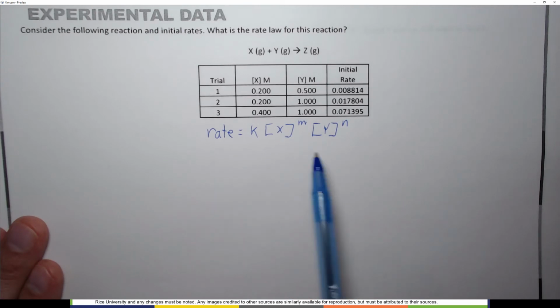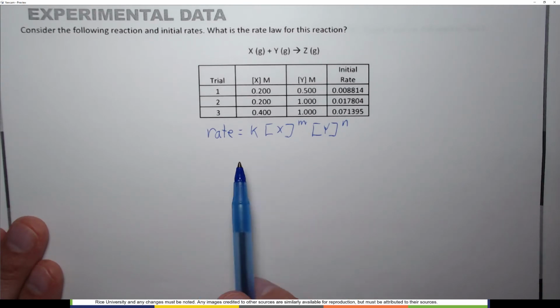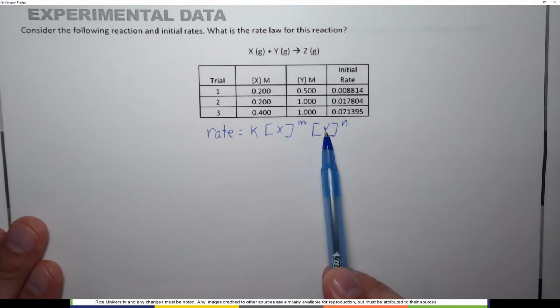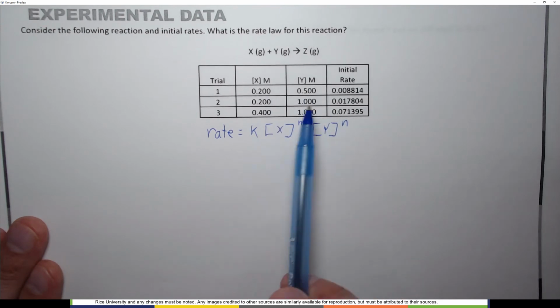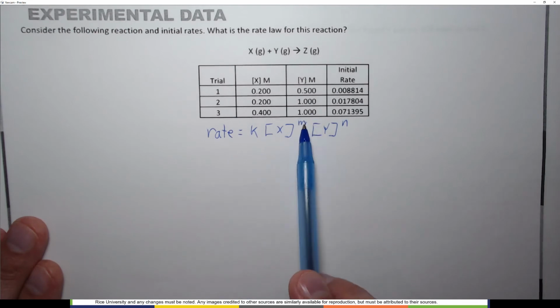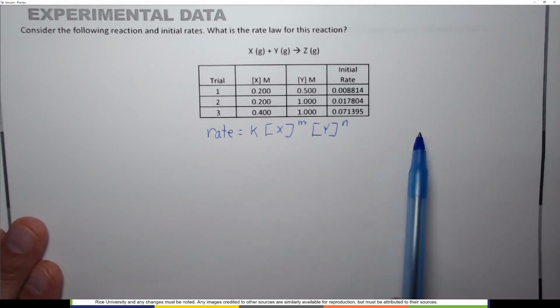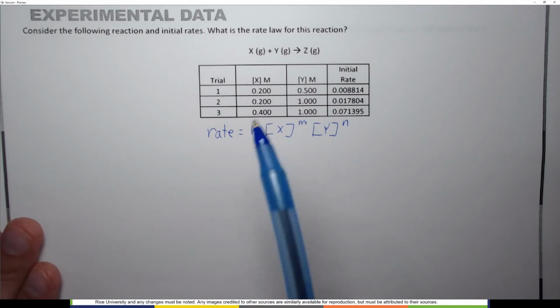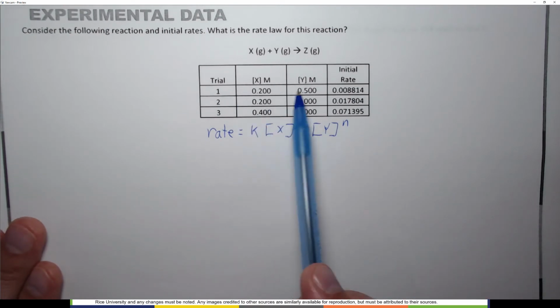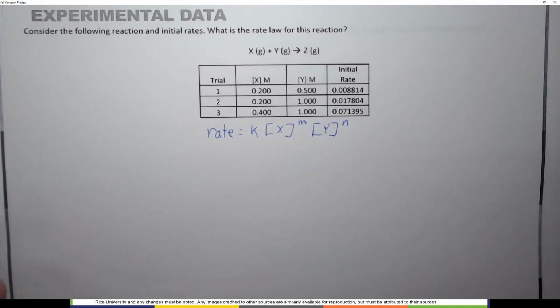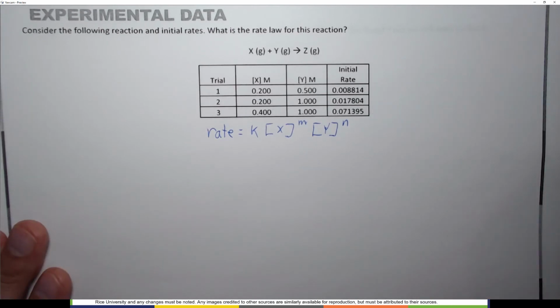Now I have a ton of variables, right? I do know rate, I do know the concentration of x, I do know the concentration of y, but I don't know k, I don't know m, and I don't know n. So how am I going to solve a problem where I have 3 variables? The truth is, you're not. You can't just do one trial and solve all of this. It's not possible, which is why we did 3 trials.